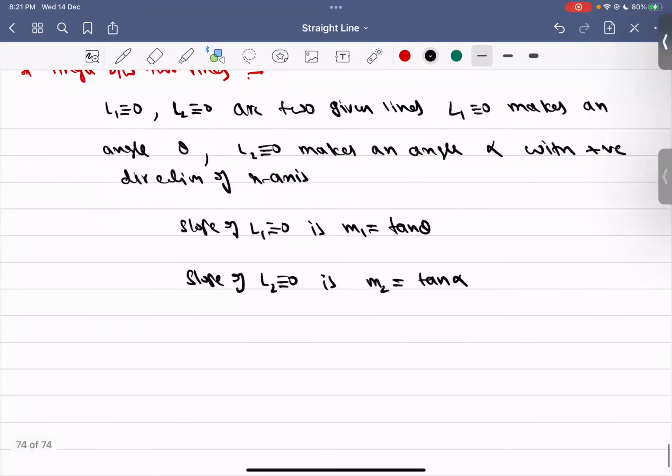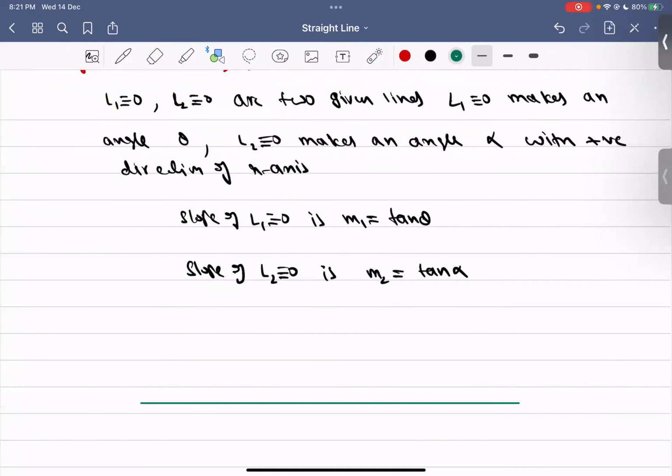Suppose this is the x-axis. This is the line L1, which makes an angle theta with the positive direction of the x-axis, and another line is L2. This makes an angle alpha with the positive direction of the x-axis. So this angle is theta, and this angle is alpha. This is the L1 = 0 line. This one is the L2 = 0 line.